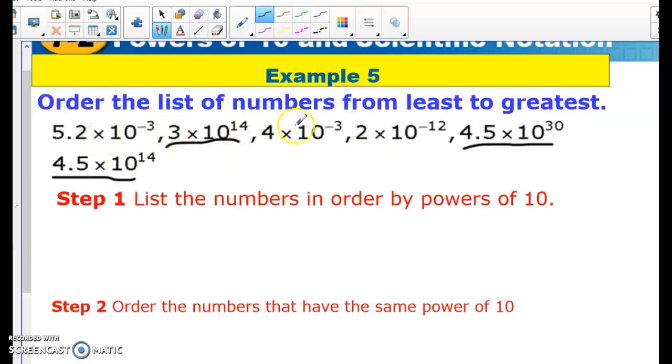And now I'm going to look for the smallest one because now I get kind of confused with what's really going to be smaller. Well, I know this one's going to be the smallest because if I'm moving that decimal over 12 spots that way, that's going to be a super small number. This is going to be the next smallest, 5.2. And then this 4 is going to be the biggest of those negative exponent numbers.